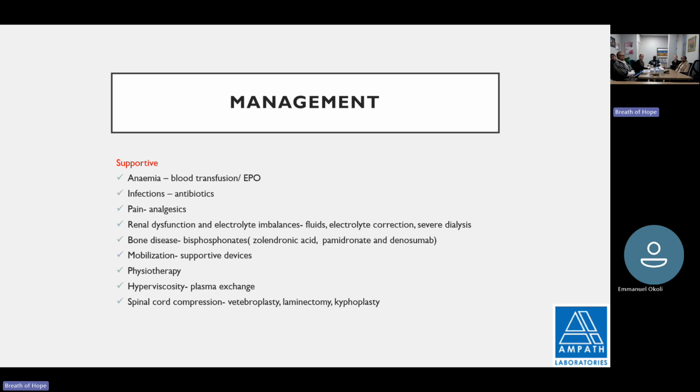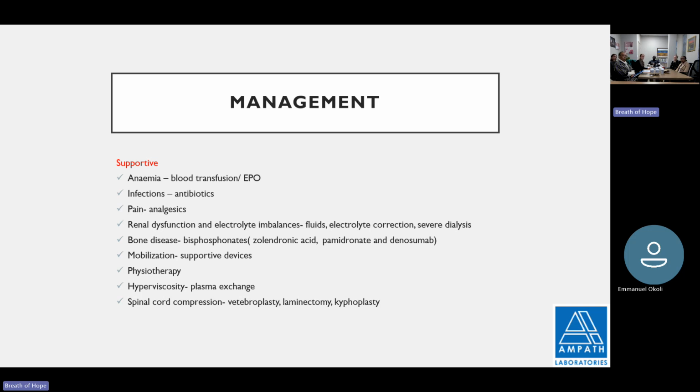The management from any doctor's point of view is going to be supportive. Do blood transfusions. If the patient struggles, remember the immunoglobulins cause renal dysfunction, so EPO can't be produced anymore, and these patients can be assisted with EPO injections. Treat the infections, which can also be prevented with vaccinations. For patients in bone pain, treat with analgesia. For the renal dysfunction, you have to correct the electrolyte imbalance and also hydrate the patient. The bone pain can also be treated with bisphosphonates.